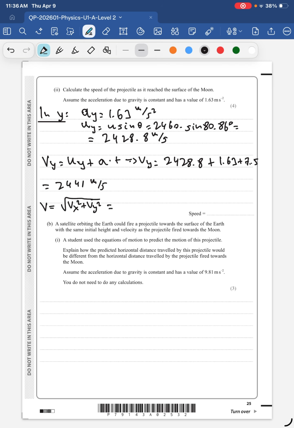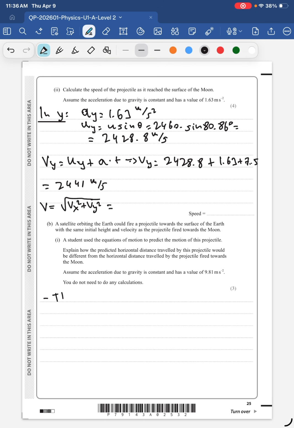Okay, now part B. A satellite orbiting the Earth could fire a projectile towards the surface of the Earth with the same initial height and velocity as the projectile fired towards the Moon. A student used the equations of motion to predict the motion of this projectile, explaining how the predicted horizontal distance traveled by this projectile will be different from the horizontal distance traveled by the projectile fired towards the Moon. Assume the acceleration due to gravity is constant and has a value of 9.81 meters per second squared. You do not need to do any calculations.